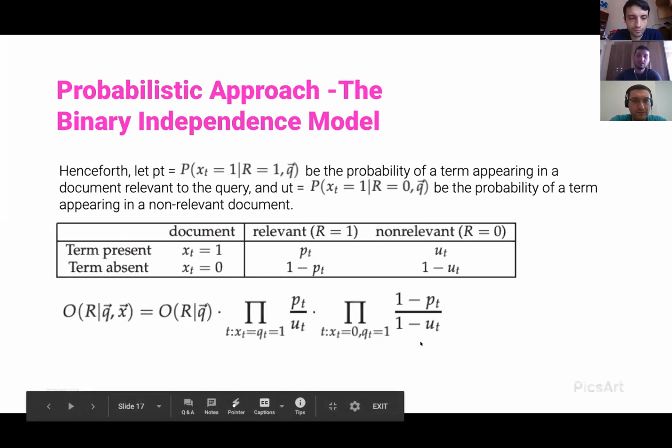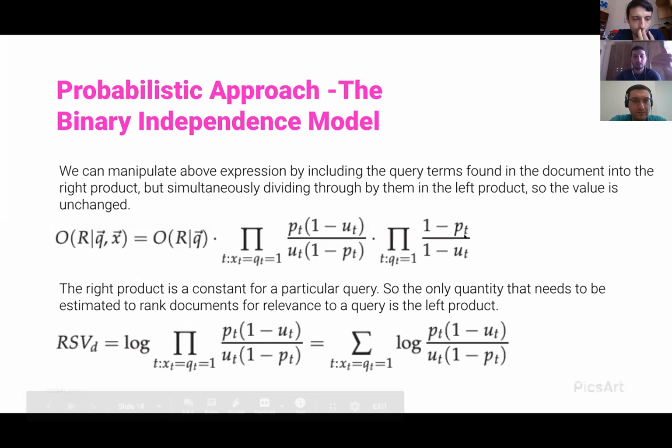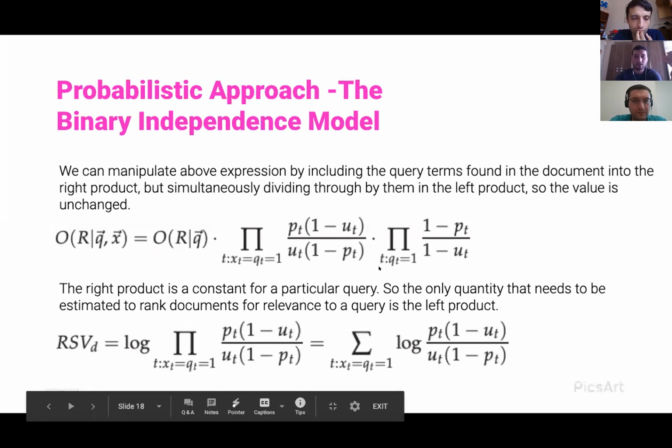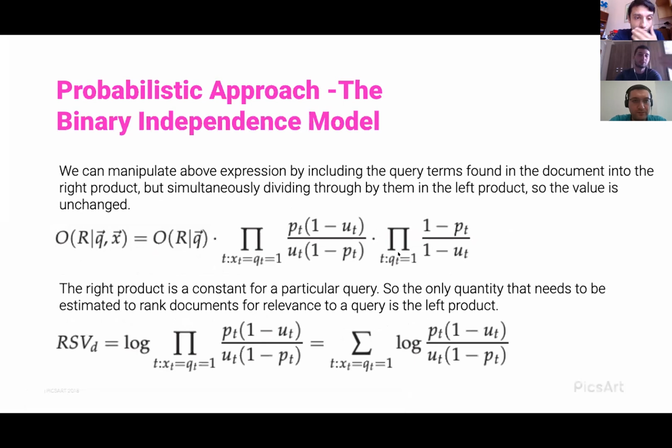But in order to cancel this, we also need to divide on the left side. And it's fine because this product is working for exactly the terms that occur. So we include terms that occur here and then divide by them here. In that case, this right part becomes a product for terms that occur in the query and all terms in the document, those that occur and do not occur. So we forget about this. Why? Because it becomes document independent, so it's only a constant value for the query.